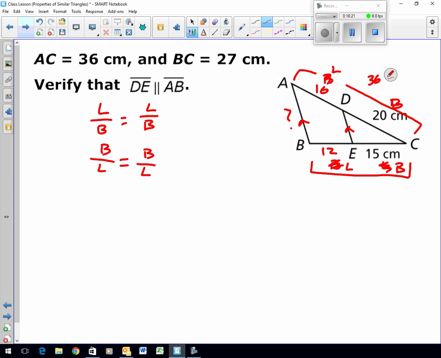Okay? Here's my proof. 15 over 12, 20 over 16. What do you get? Wait a minute. Put them in your calculators. Everybody should be doing this. You should be using the tools that I give you. Plug those ratios in. What's 15 over 12, Dylan? 5 over 4. What's 20 over 16? Dylan? Anybody?